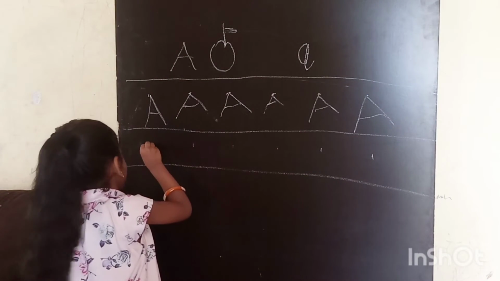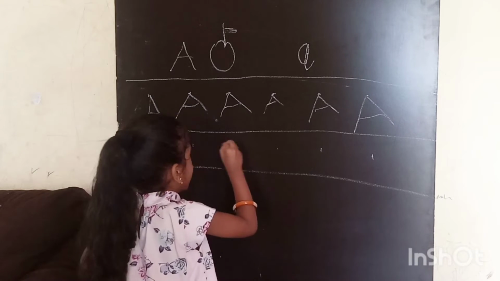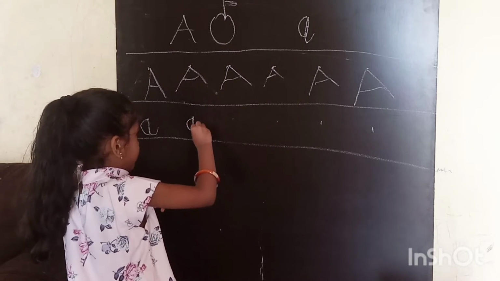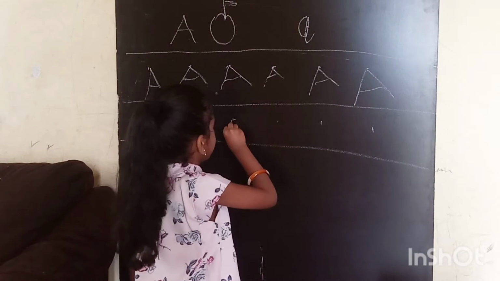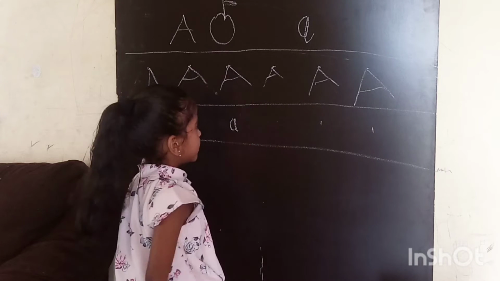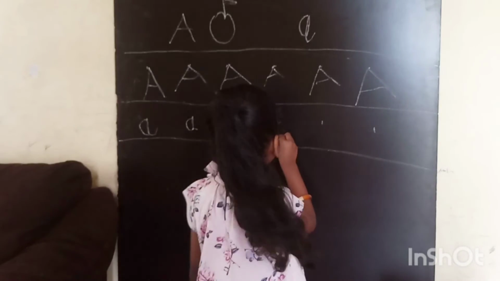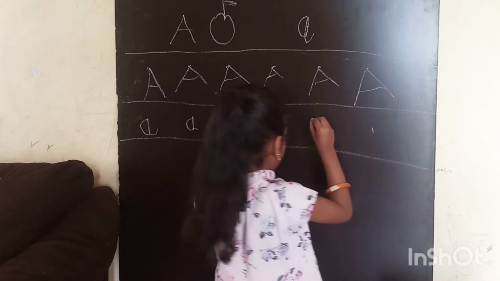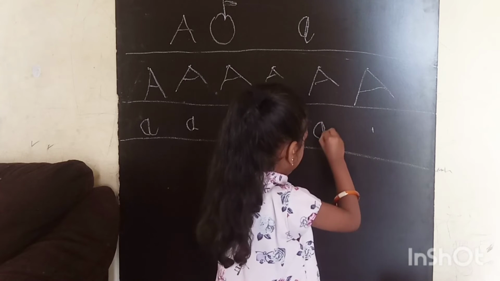Small a. You write first curve like this. C curve, go up and come down. Okay? C curve, go up and come down.